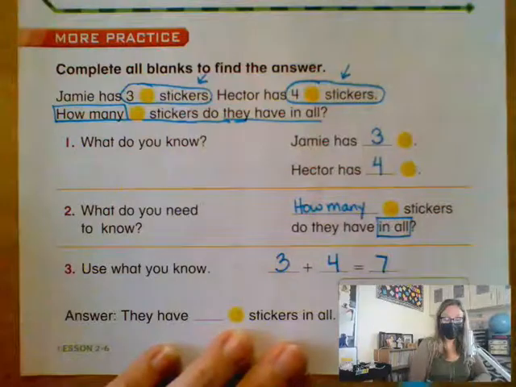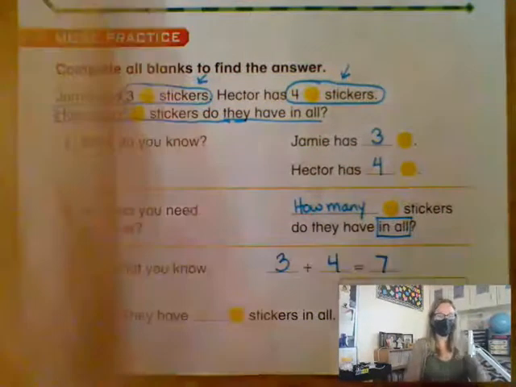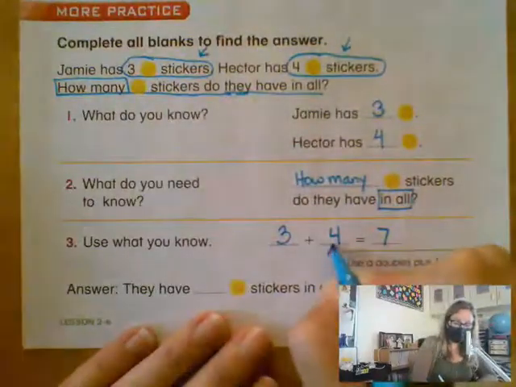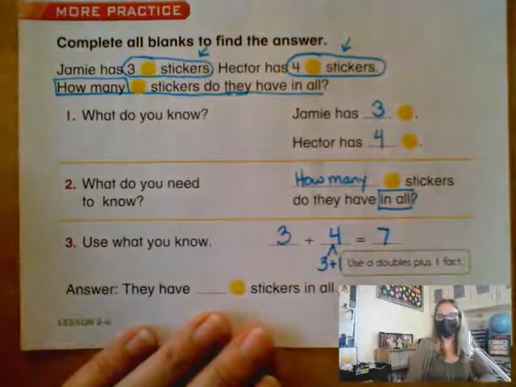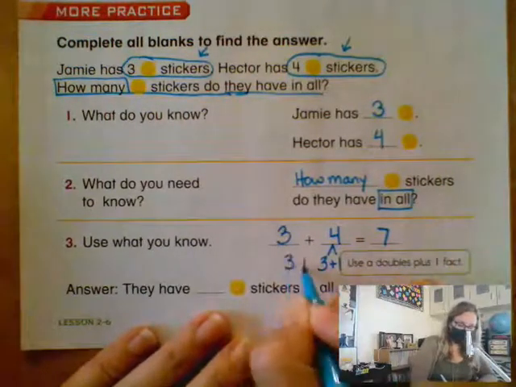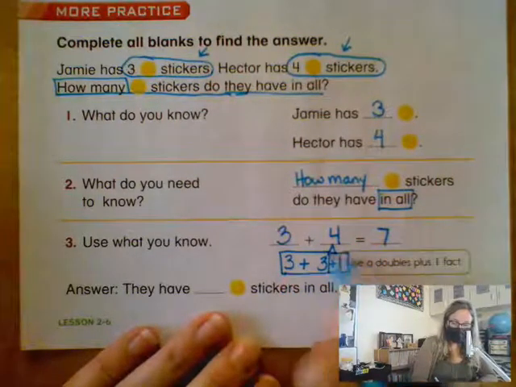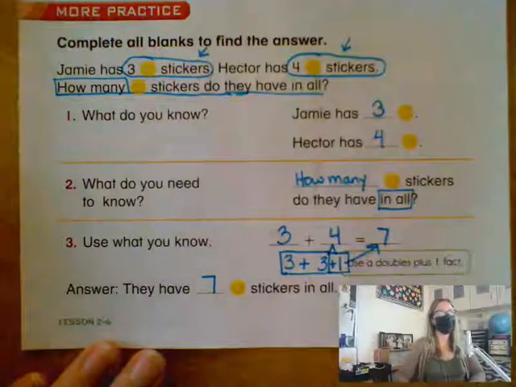Excellent. So it says we can use our doubles plus 1 fact. What they mean by that is we know that 4 is 3 plus 1, right? That's easy peasy. So if we take 3 plus 3 is 6, plus 1 more gives us 7. So they have 7 yellow stickers in all. Okay?